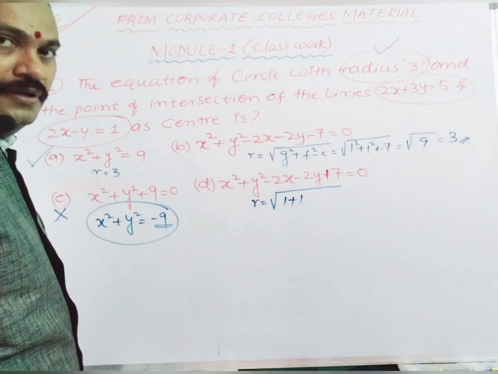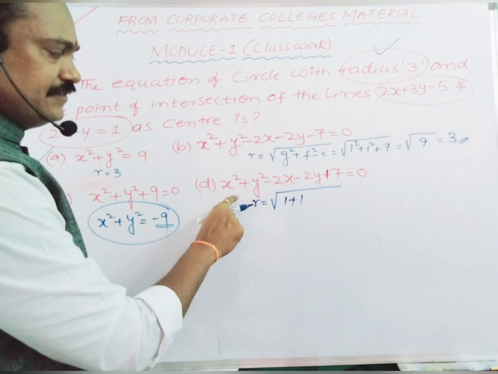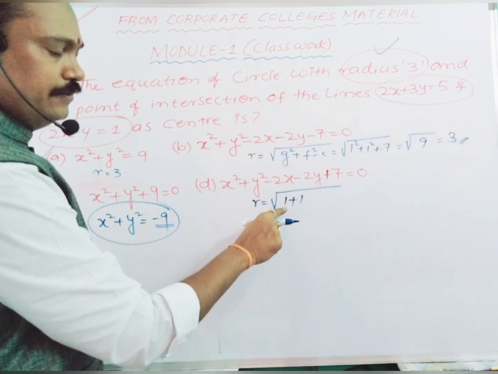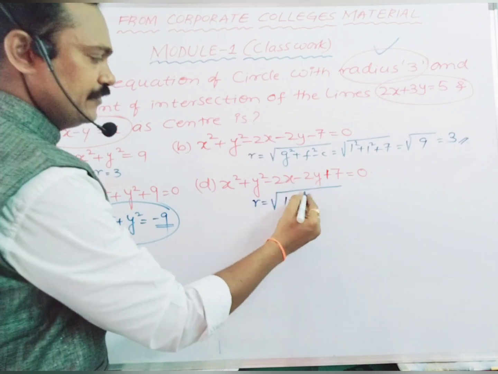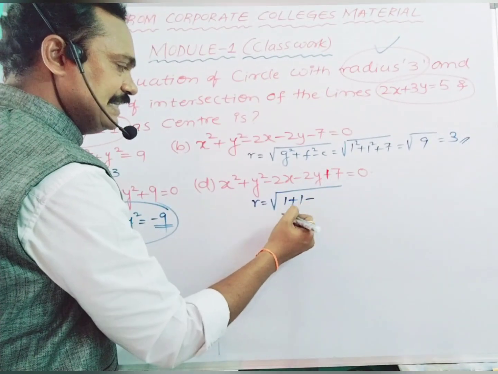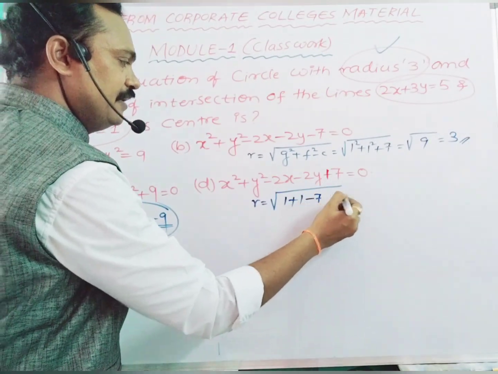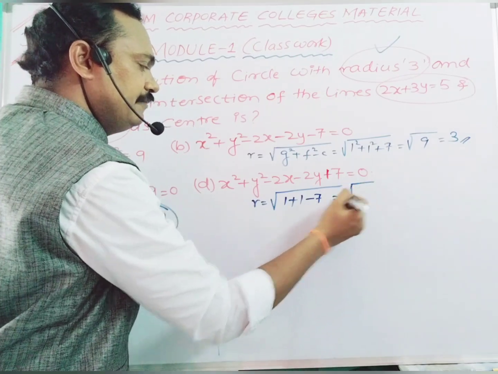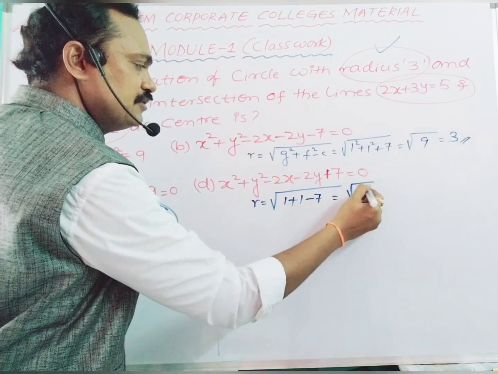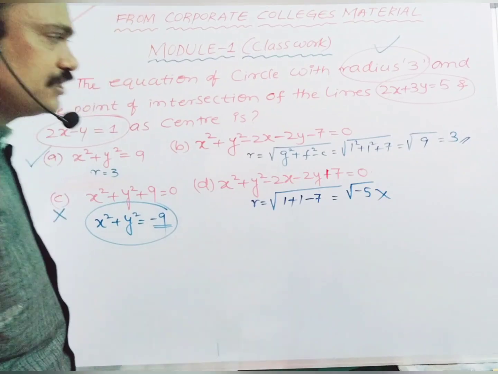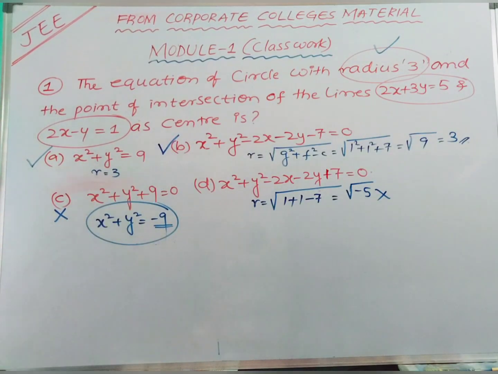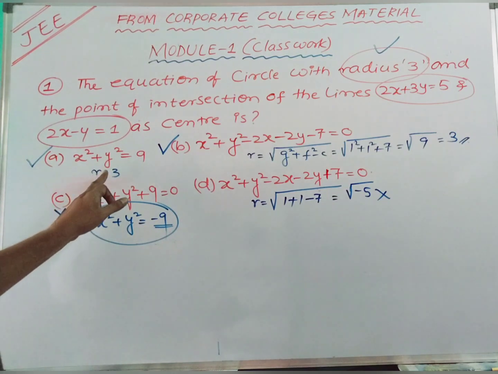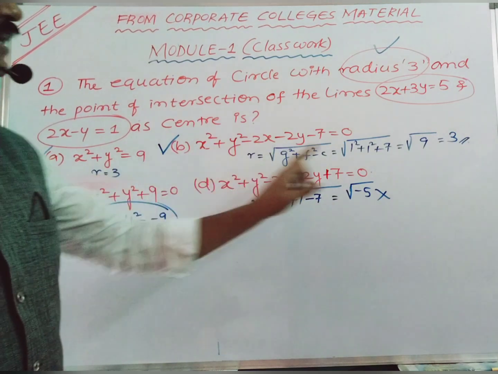Okay. Radius of this circle is r equals root of g square minus c, with g equal to 1 and c value 7 (1 square minus 7). Here also you are getting a negative value, 1 minus 7 means minus 6. This is also ruled out. Here the first option and second option are satisfying, which have radius 3 units.